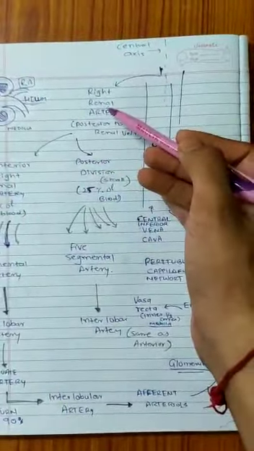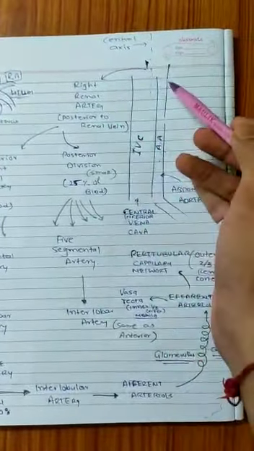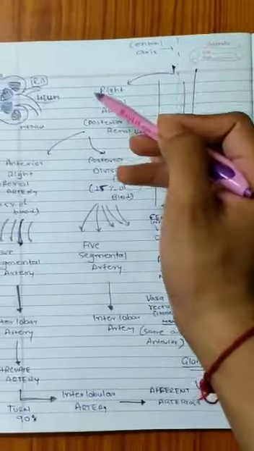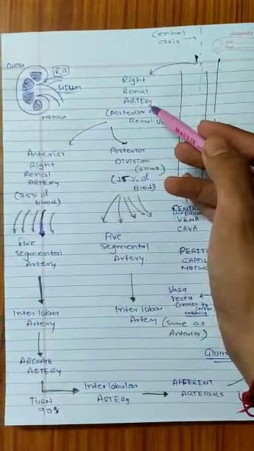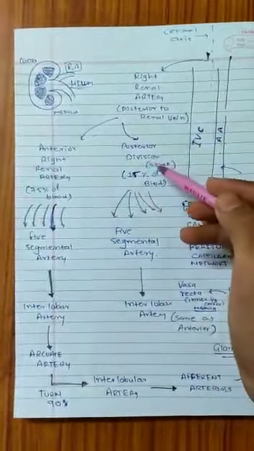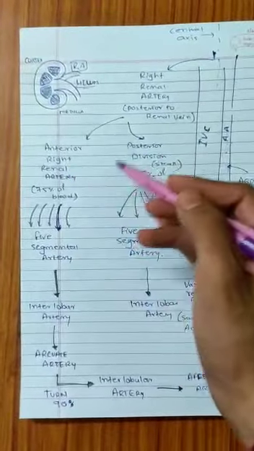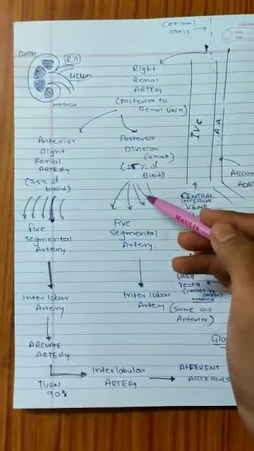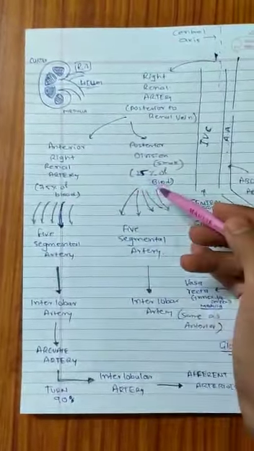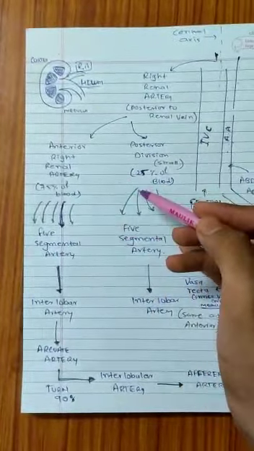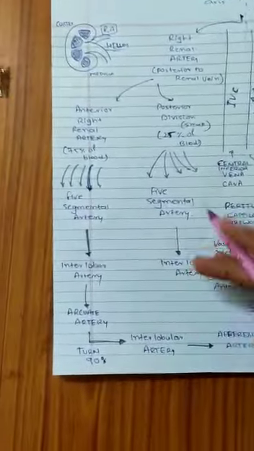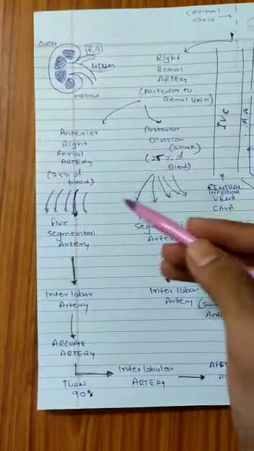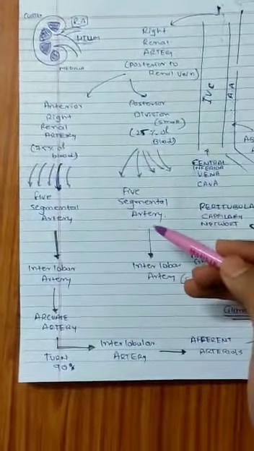So this right renal artery, which is a direct branch of the abdominal aorta, is longer than the left renal artery. This right renal artery is further divided into two divisions, the anterior right renal artery and the posterior right renal artery. These both branches will supply the kidney in a 75% and 25% ratio. These both branches further divide into the 5 segmental arteries.